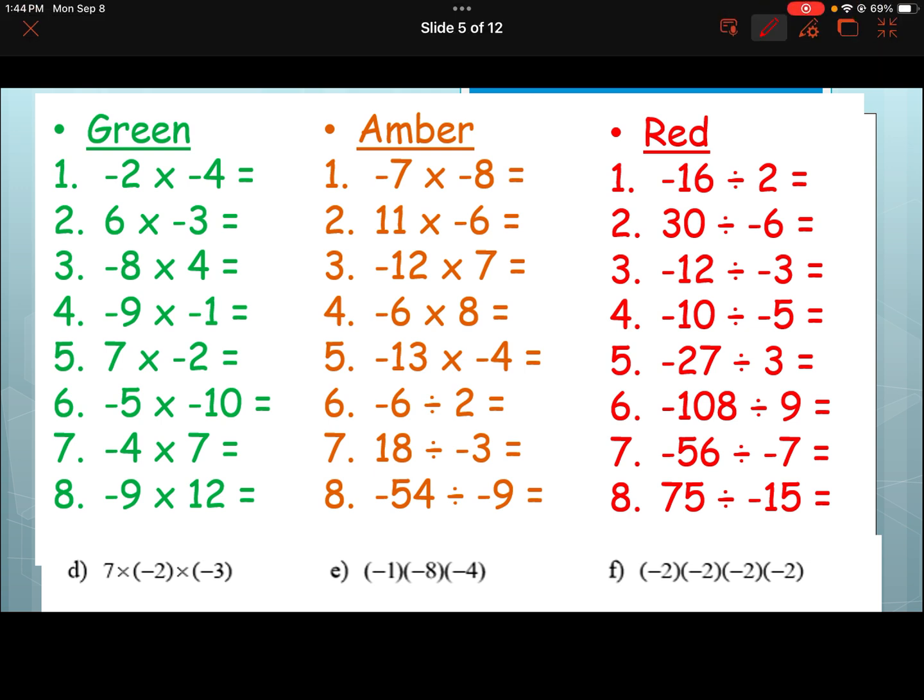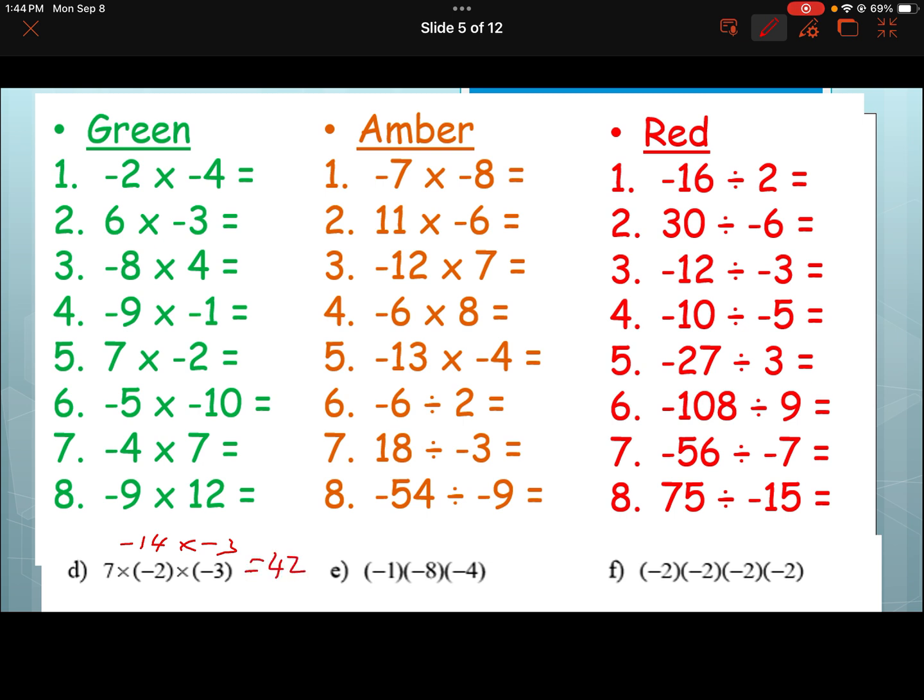Because the only operations here are both multiplication, we can just do this in any order. So I'm just going to read left to right. 7 times negative 2 is negative 14. Negative 14 times negative 3, well, I know negatives and negatives are positive. 14 times 3, I'm pretty sure, is 42.